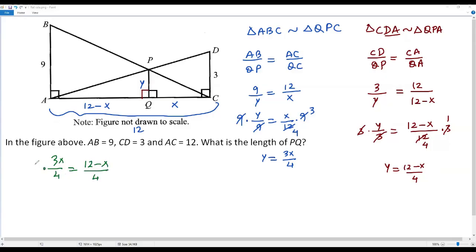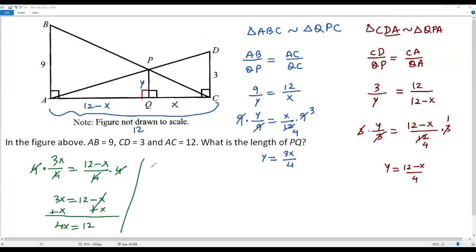Okay, now we can multiply both sides of this equation by 4 to get rid of the denominators on both sides. 4 will cancel out. Here the same thing. I am getting 3x equals 12 negative x. Okay, now what I can do is add x to both sides. When I do so, this negative x and positive x will cancel. Then I'm getting 4x equals 12.